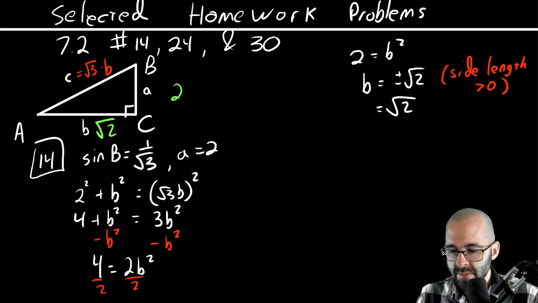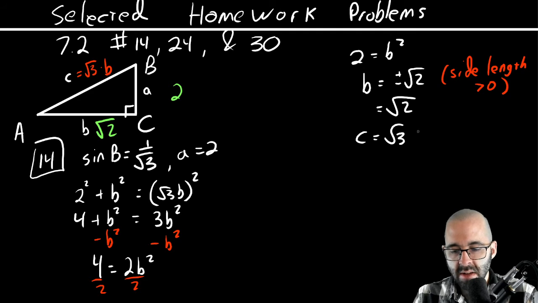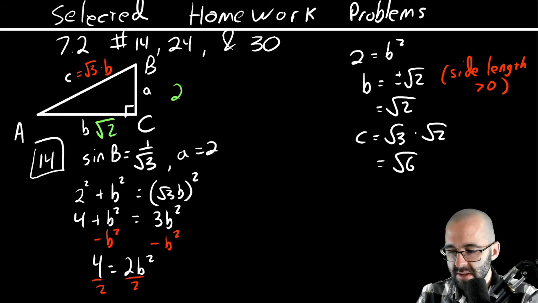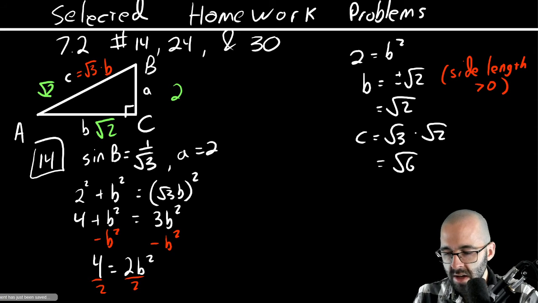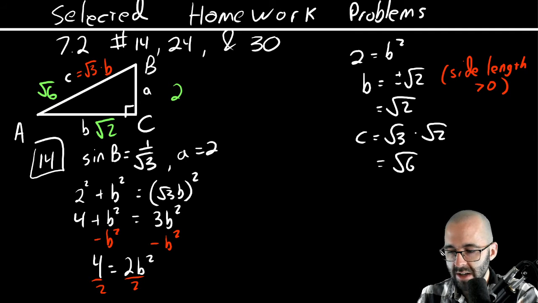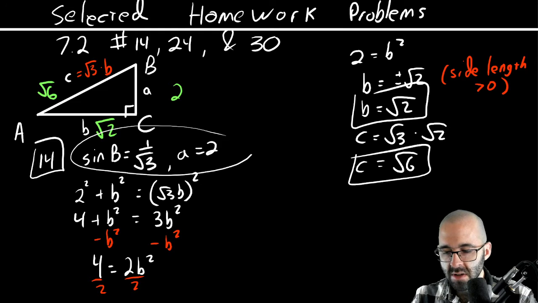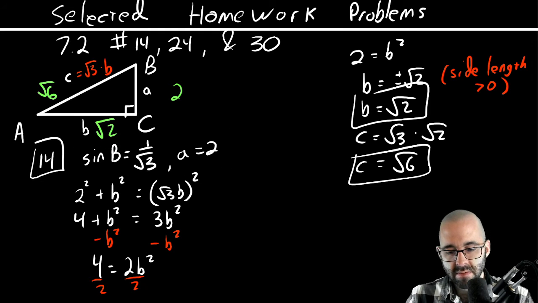And then the last answer, we don't know what C is, but we know C is the square root of 3 times B. So if C is the square root of 3 times B, C is the square root of 3 times the square root of 2. That's the square root of 6. All right. And there we have it. We have the answers. So let's check our answers, right? We have the answers written down right here. B is square root of 2. C is the square root of 6. That's what we're asked to do. Let's make sure that the information that we were given is correct.